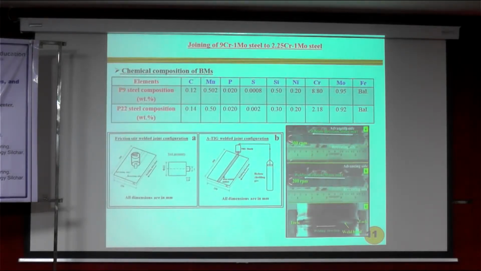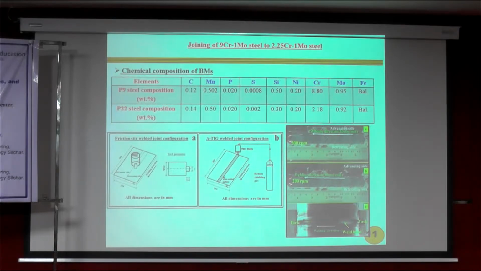This is again a dissimilar joint of 9 chrome 1 molybdenum steel and 2.25 chrome 1 molybdenum steel. This is called P91 steel, and this is called P22 steel. These two steels are structural materials in the nuclear industry. Here, 9 chrome means there is approximately 9% chromium, and 2.25 means approximately 2.25% chromium. We have joined this dissimilar material with friction stir welding as well as TIG welding.